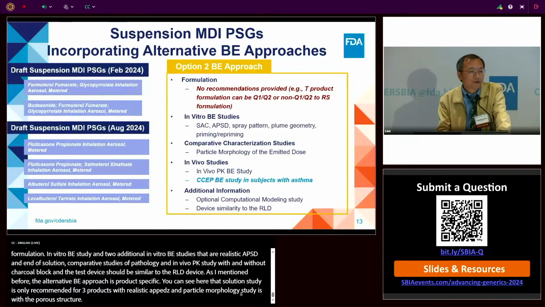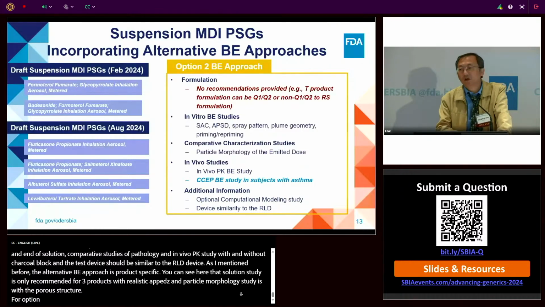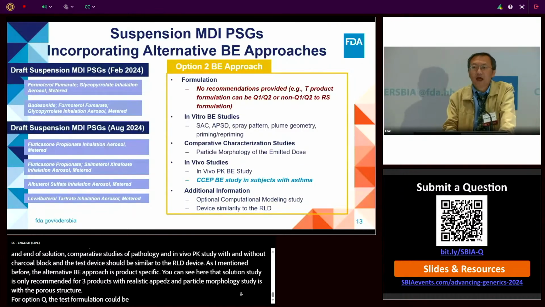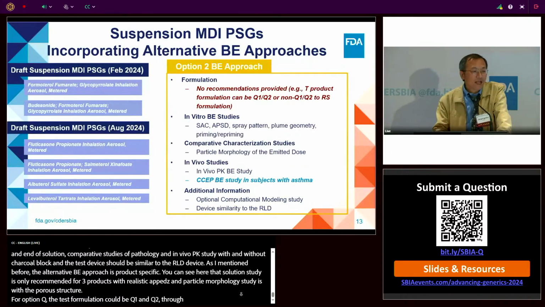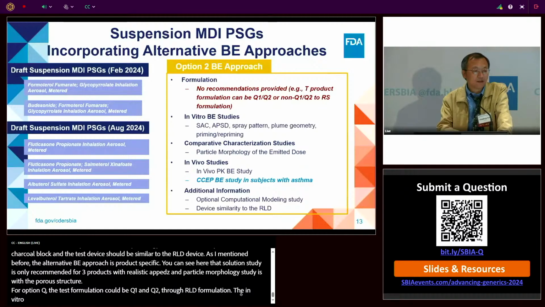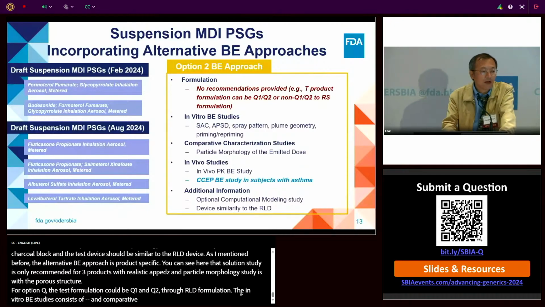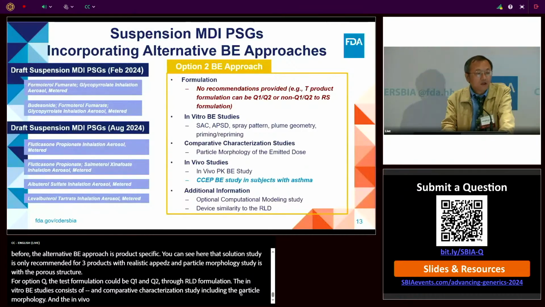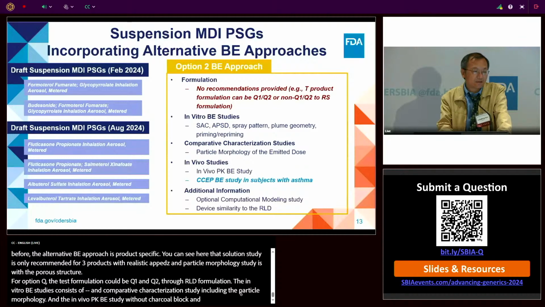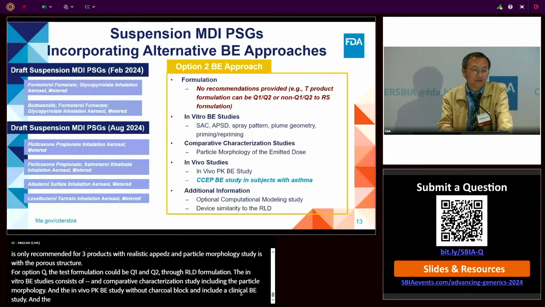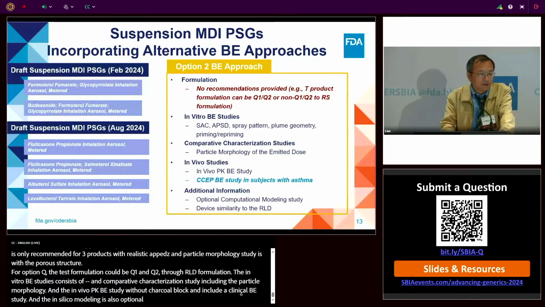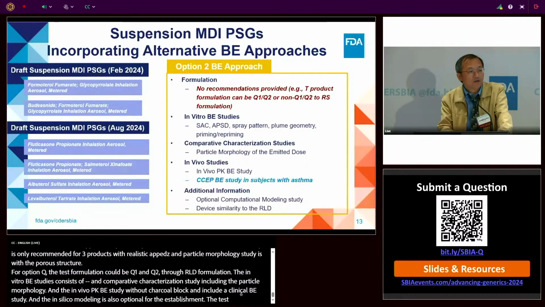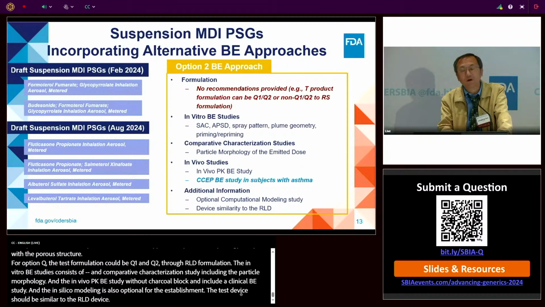For option 2, the test formulation could be Q1, Q2, or not Q1, Q2 to the RLD formulation. The in vitro BE studies contain the conventional in vitro BE studies and the comparative characterization study including the particle morphology, the in vivo PK BE study without charcoal block, and a clinical BE study. The in silico modeling is also optional for the BE establishment. The test device should be similar to the RLD device. And you can see here that option 2 is the same for all the products.